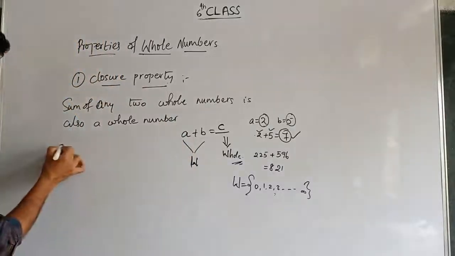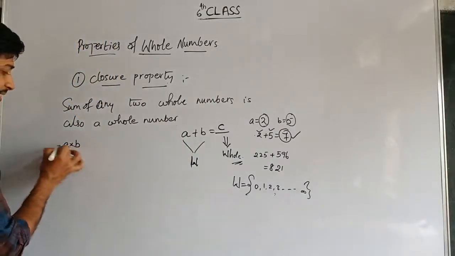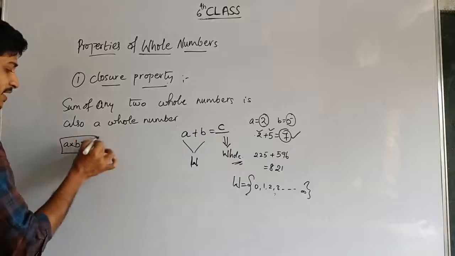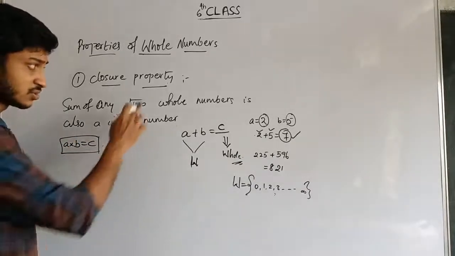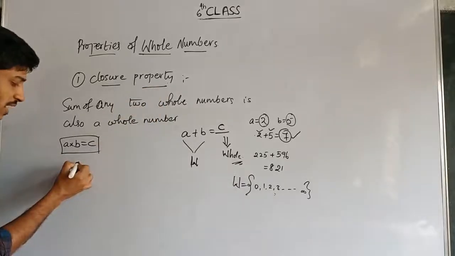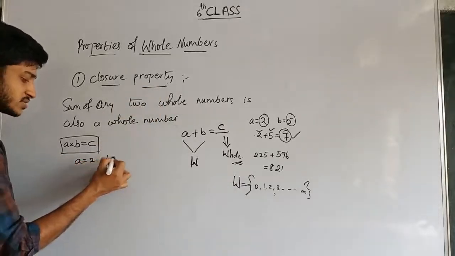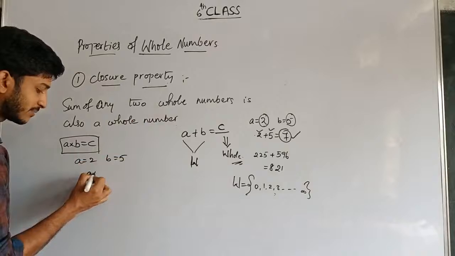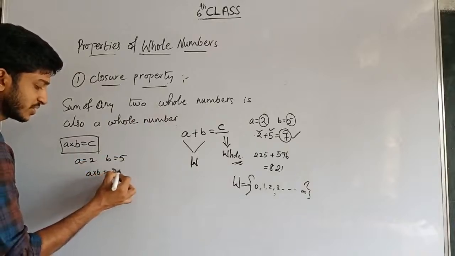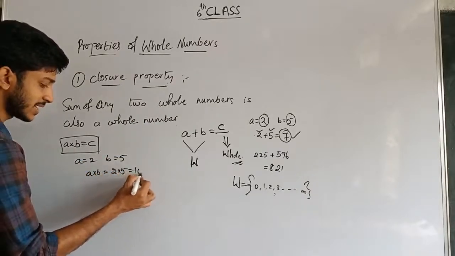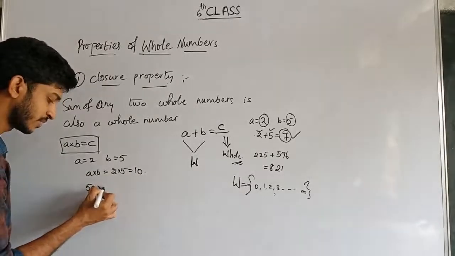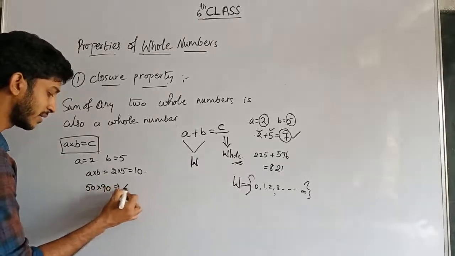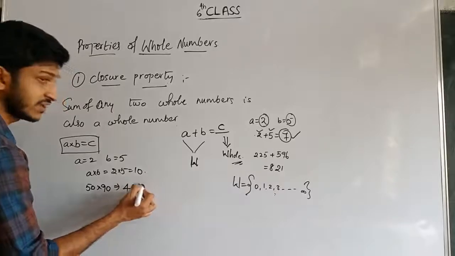And we have another also here, multiplication. We can also check for multiplication in whole numbers under closure property. So I am taking a is equal to 2 and b is equal to 5, same. I am multiplying these two numbers, a into b means 2 into 5. I got the answer 10. I am taking another two numbers, 50 into 90, and I got the answer 4500.